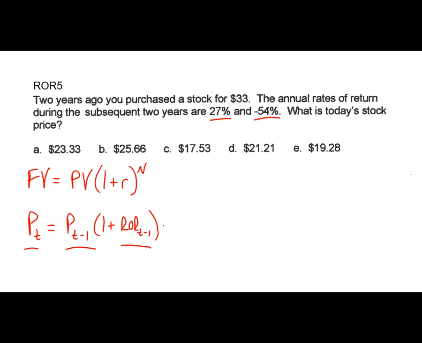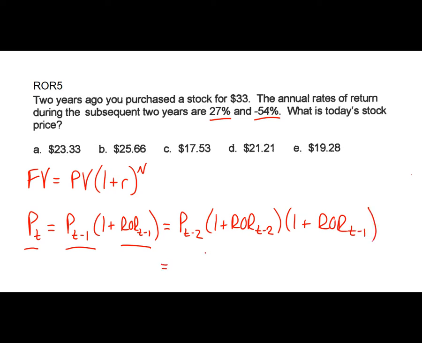But I can even further clarify that, and I could say, well, the price last year, PT minus 1, that was actually the price 2 years ago, PT minus 2, times 1 plus the rate of return 2 years ago, RORT minus 2, all that times 1 plus RORT minus 1. And we know all that information here.